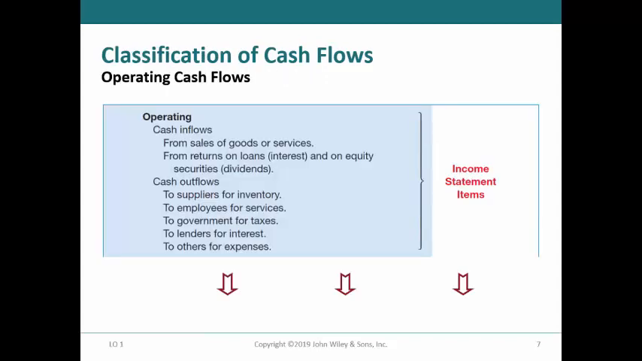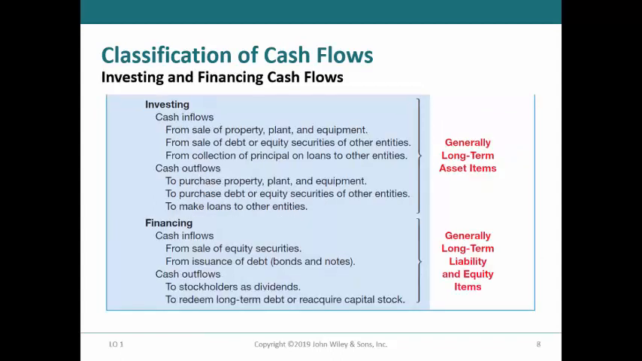This is an illustration of the sources of cash from sales of goods and from interest and dividends on investments, and the outflows to suppliers, employees, the government, lenders, and others for various expenses. This slide shows the investment and financing cash flows. Notice that cash flows, inflows, and outflows are shown separately on the statement. We don't net these amounts because that would reduce the amount of information.